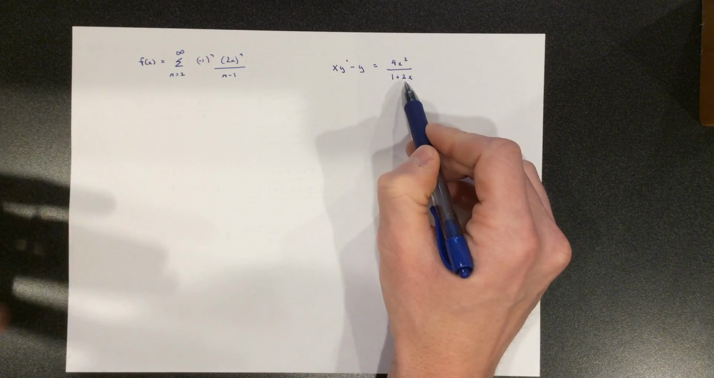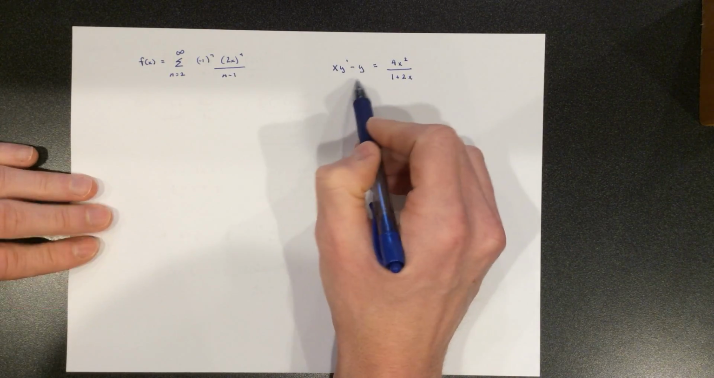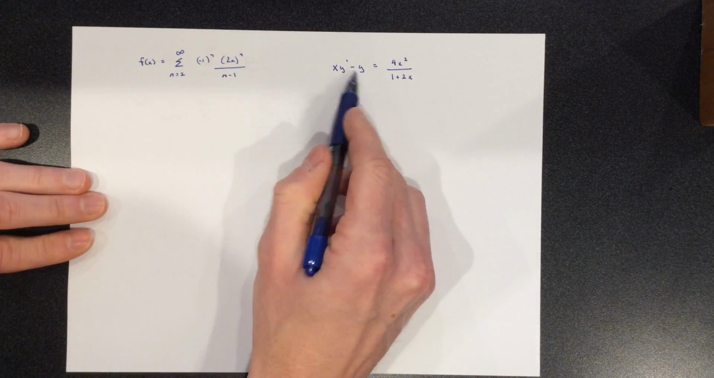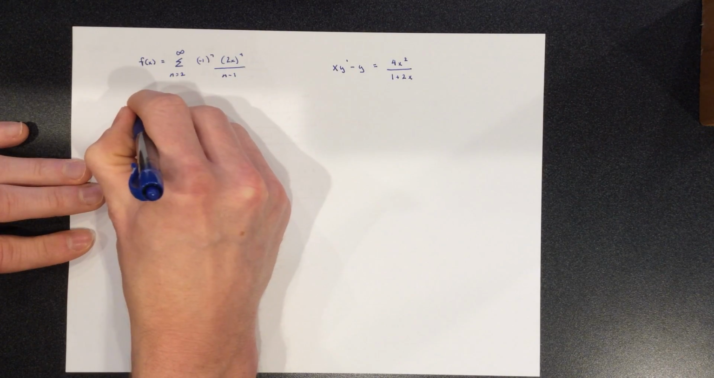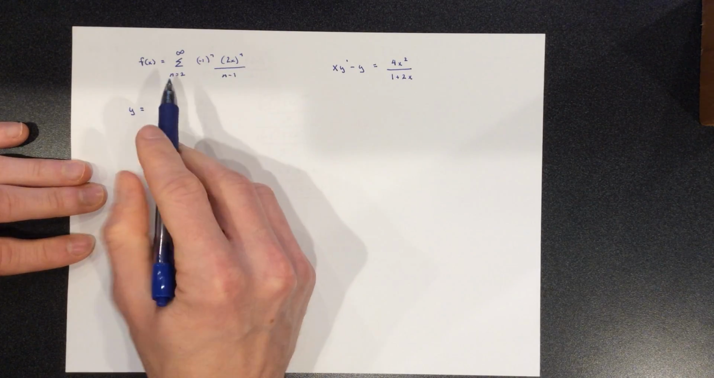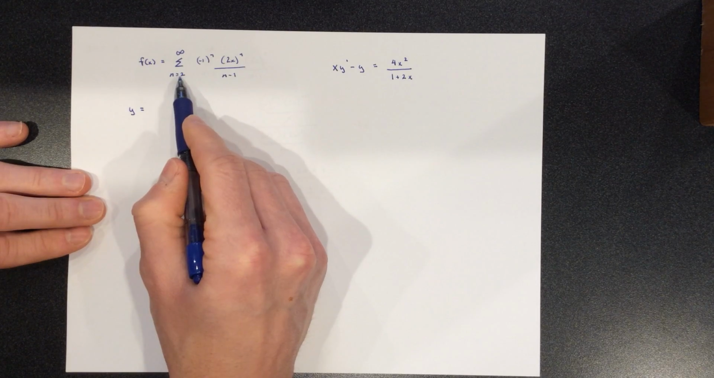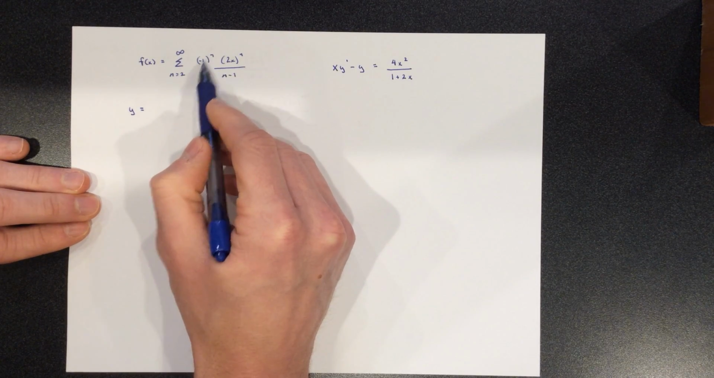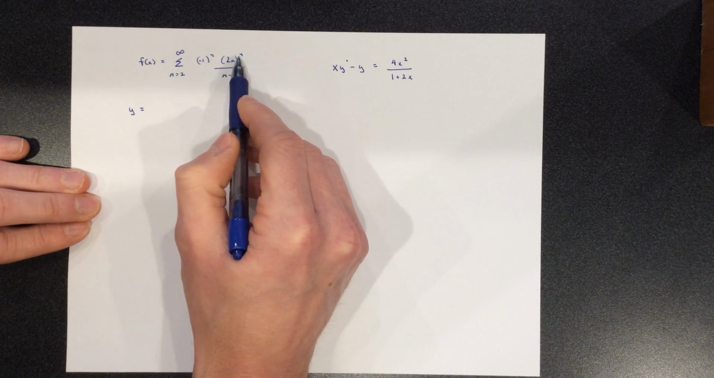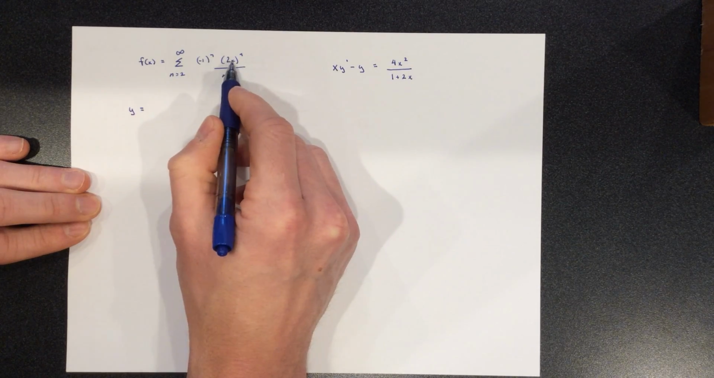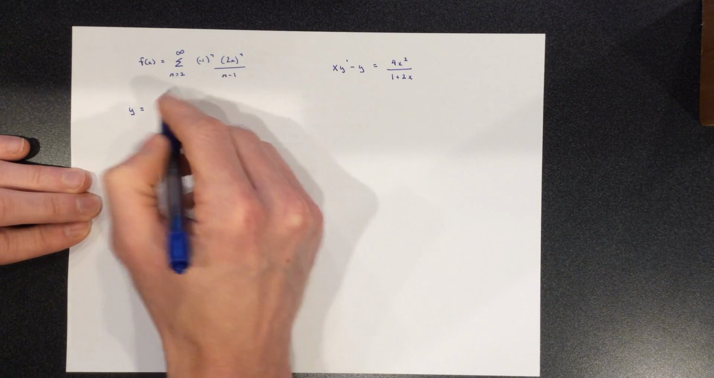So don't mess with this at all. Don't even think about it. We're just going to do this. Okay, so first, let's find y. Again, y is just the function, so let's find what it is. When n equals 2, this is (-1) squared, so that's just 1. 2x squared, so that's 4x squared over 2 minus 1, so that's just 4x squared.